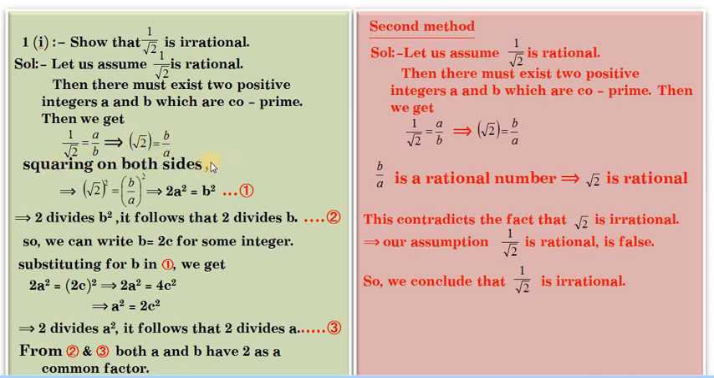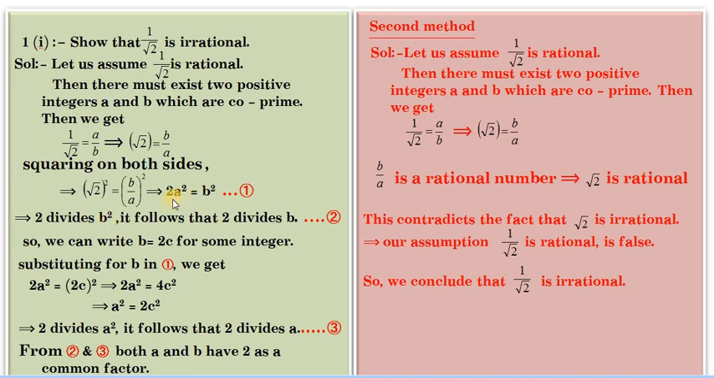Squaring on both sides, you know what happens? Root 2 whole square is equal to b by a whole square. That means 2 is equal to b square by a square. Now if you transform this a square to the left side, what happens? 2 into a square is equal to b square. Now you mark it as 1.